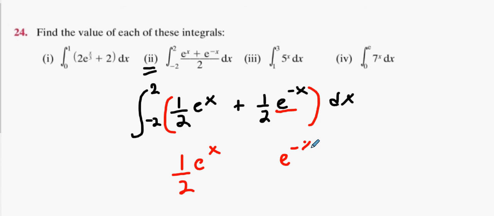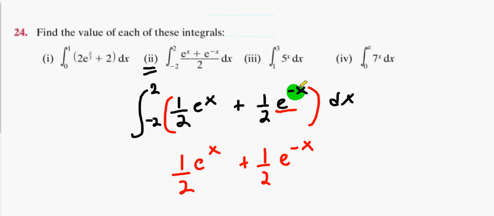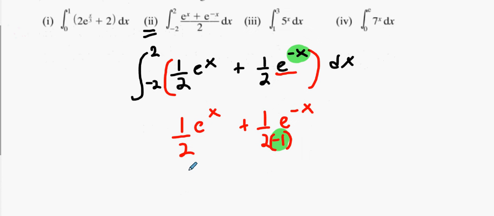What's the integral of this one? E to minus x. Now there is a catch. What's the one thing I have to remember to do? You have to differentiate the power. What is it? Minus 1. And I have to incorporate that down here, don't I? So what is it? Multiply by minus 1, that is. So what's the answer then? A half e to the x minus a half.